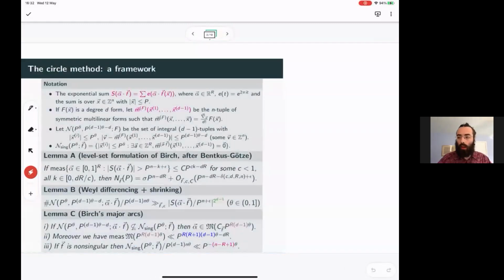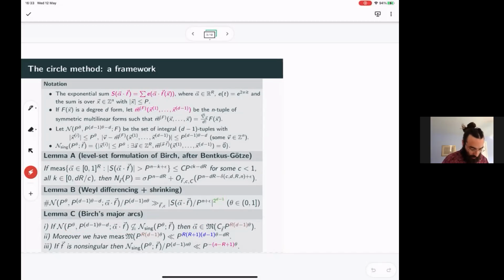And we saw, on slide 3 now, a formulation of Birch's method, breaking it down into three pieces: one reducing to finding bounds for the measure of sets on which an exponential sum is large, one relating the size of the exponential sum to the number of solutions to a certain system of Diophantine inequalities, and the third saying, in essence, that if that system of Diophantine inequalities has very many solutions, then our alpha, our real vector, which is our parameter in our exponential sum, has to be close to a rational vector with small common denominator.